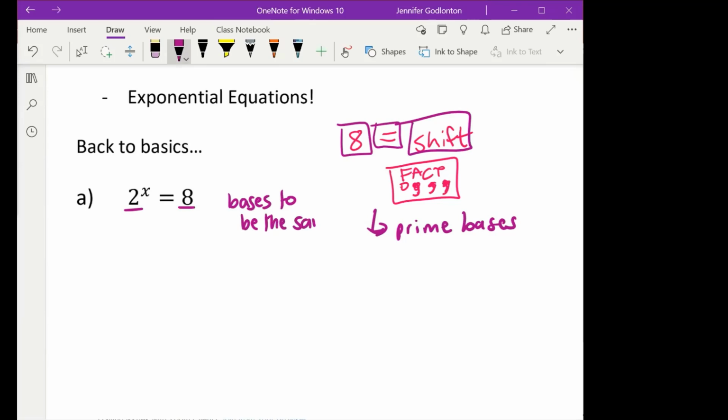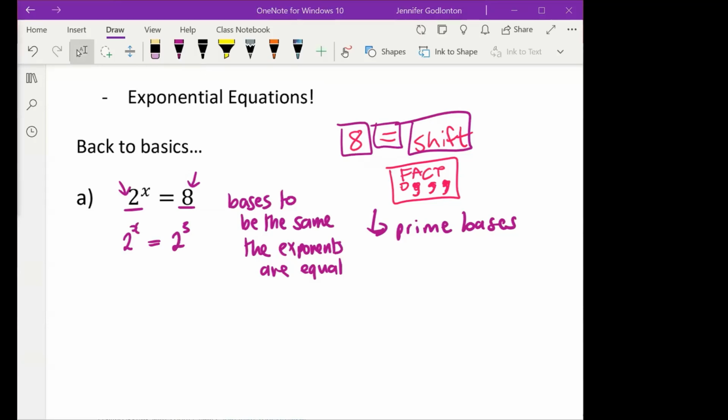Because if our bases are the same, then our exponents are the same. That's our goal. So in this case, my base is 2, which means I want my base here to be 2. So I've got 2 to the power of x is equal to 2 to the power of 3. That's our first step.